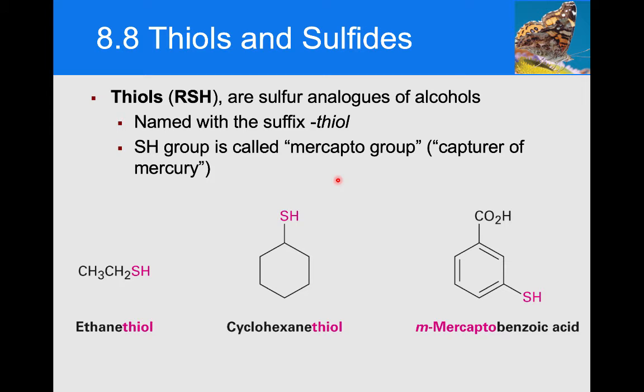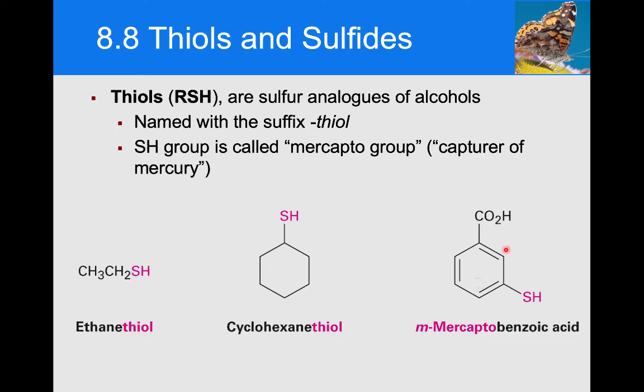So the sulfur analog of the alcohol is known as a thiol. If I replace the OH of an alcohol with a SH, that's a thiol. The way you name thiols is you basically have the alkyl group and you put thiol on the end here. So there's a new suffix, thiol. You find the longest chain alkyl group with the SH, name that alkane chain, and add thiol. So ethane thiol, cyclohexane thiol.